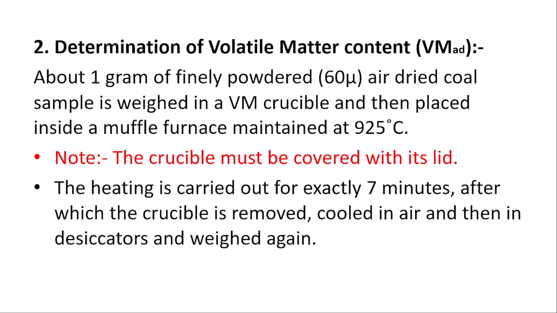So about 1 gram of finely powdered and air dried coal sample is weighed in a VM crucible and then placed inside a muffle furnace maintained at 925 degrees centigrade. But you must take the precaution that the crucible must be covered with its lid when it is placed in the muffle furnace. The heating is carried out for approximately 7 minutes, after which the crucible is removed, cooled in air and then in a desiccator, and then weighed again.